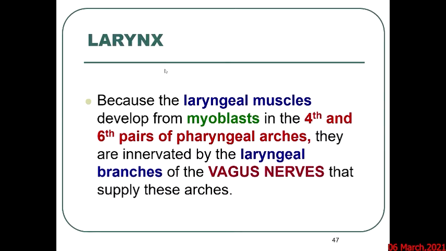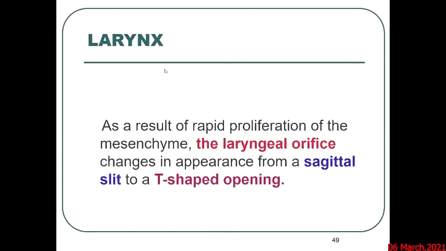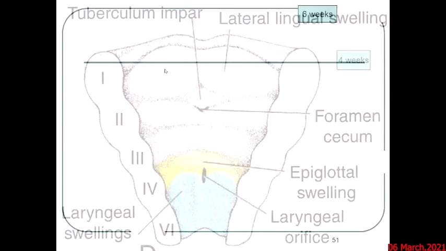Because the laryngeal muscles develop from myoblasts in the 4th and 6th pairs, they are supplied by the laryngeal branches of vagus nerve. But as you know, the 4th arch is supplied by the superior laryngeal nerve, and the 6th arch is supplied by the recurrent laryngeal nerve. So there is a difference. We ask it in the exam. Now we have gone through this.